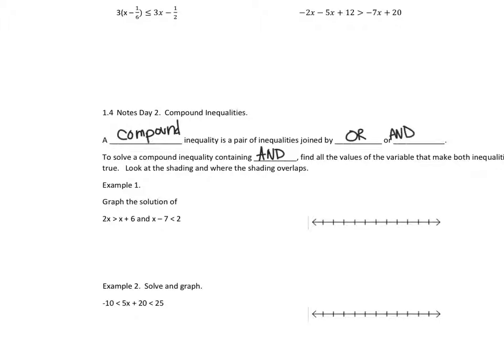Look at the shading where the shading overlaps. So if you order a sandwich and you want mayonnaise and mustard, you want both mayonnaise and mustard on it at the same time on your sandwich. So you're looking for where it overlaps.